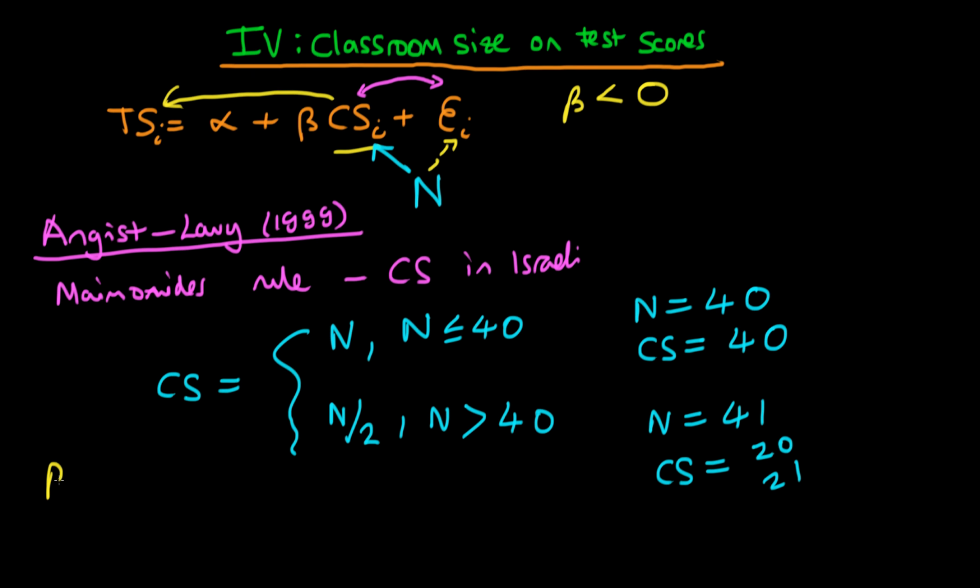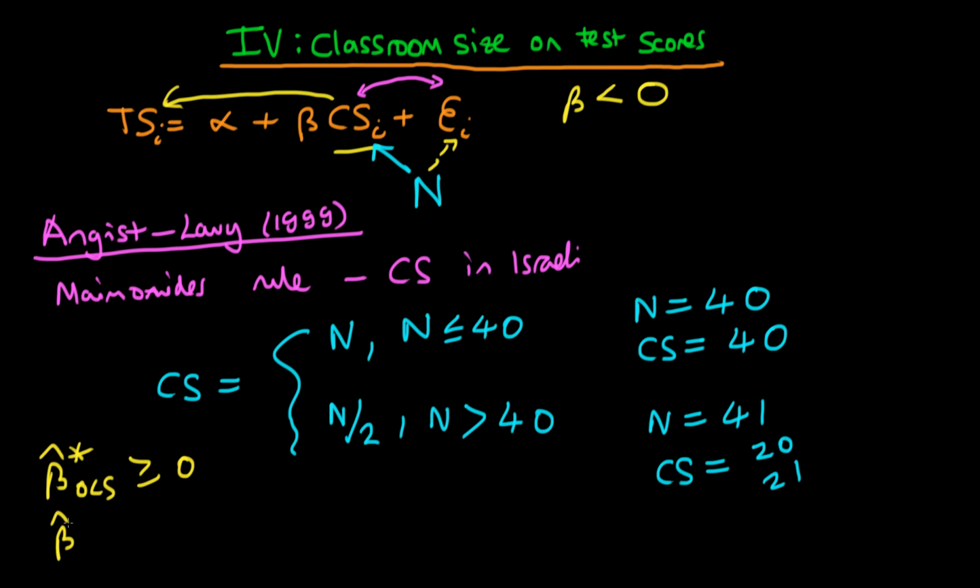When Angrist and Lavy estimated the above relationship via OLS, they found that their estimate for beta was greater than or equal to 0. That seems to suggest that as classroom size increased, test scores tended to increase as well. And this doesn't seem to chime particularly well with the theory which you might intuitively think was going on here. So that seems to suggest that they needed to use an IV.